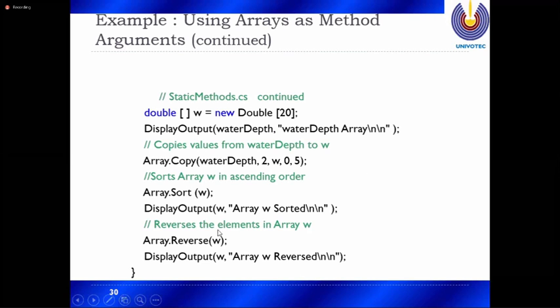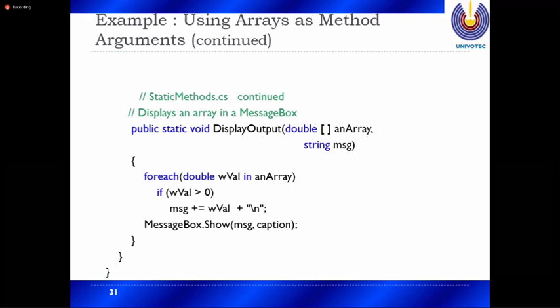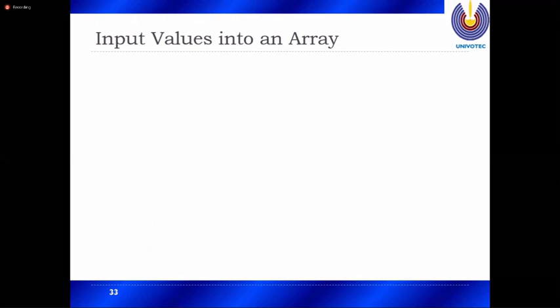Okay. Then the other one is sort. After copying, we want to sort the values from minimum to maximum. Then after that, reverse order. This is the function we call to display that output. Then that is reverse order. Okay, we will do that in class.